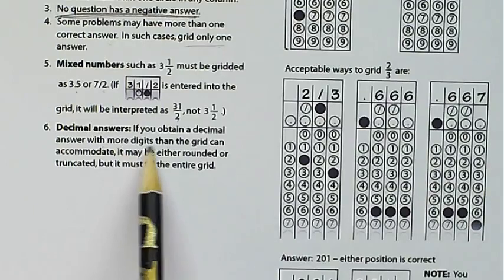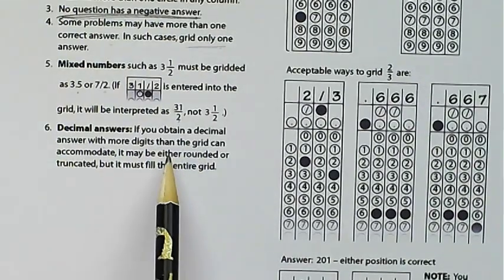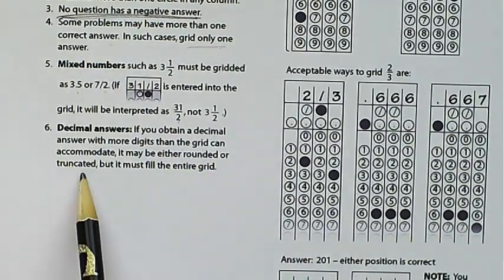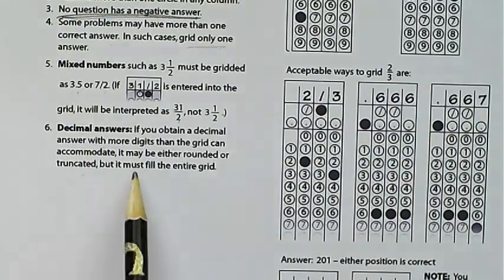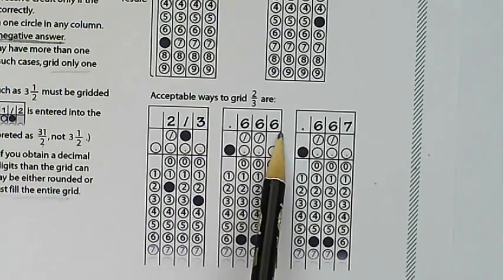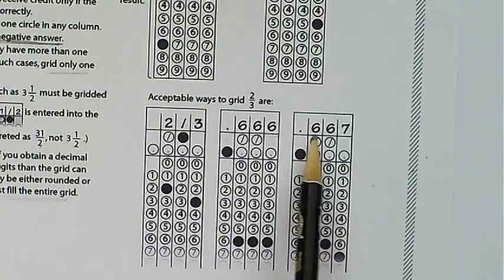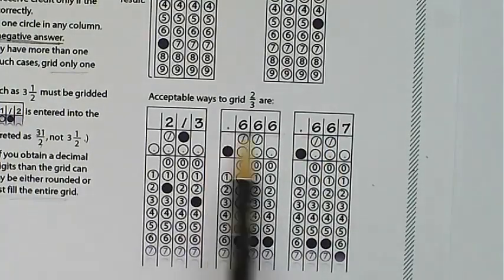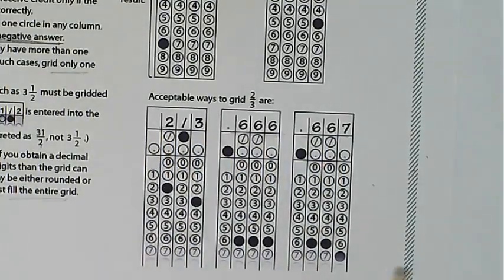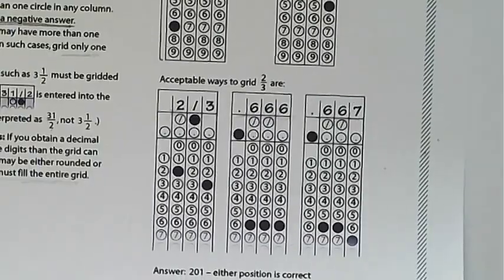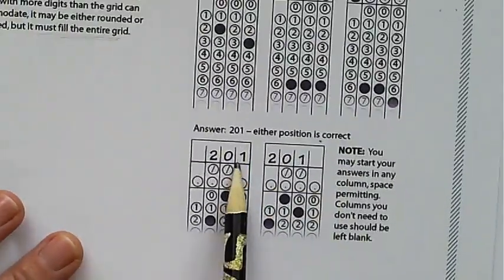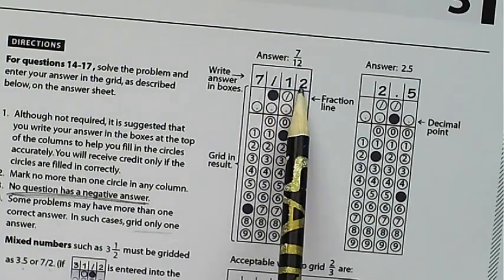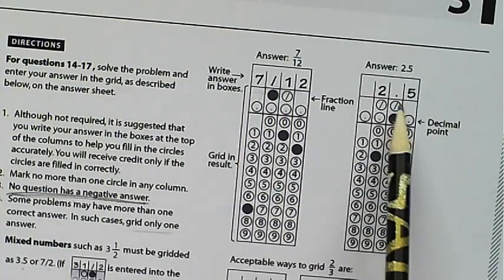If you get a decimal with more digits than the grid can accommodate, it may be either rounded or truncated. That means to cut it off, but it has to fill the entire grid. So if you get something like 0.6 repeated, you could do this or this, round it off, or just cut it off, or just write 2/3 if that's what you get. Doesn't matter if I start on the left or the right when I write my answer. Okay, so be careful. 7/12 would be like this, 2.5 would be like this.